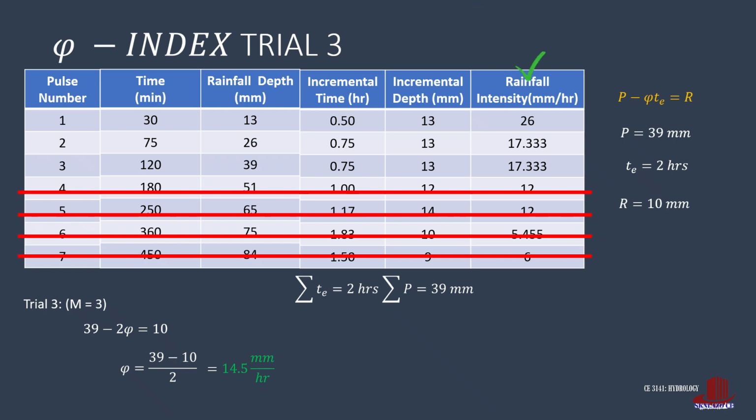Check the intensity of 26, which is more than the index. Then 2 of 17.33, which are also higher than the index. This shows that we have arrived at the final phi index, and it is 14.5 millimeters per hour.